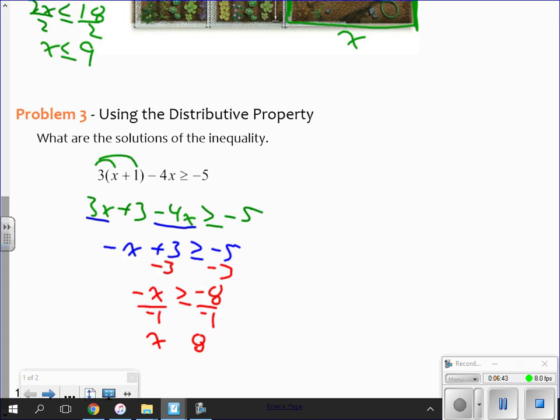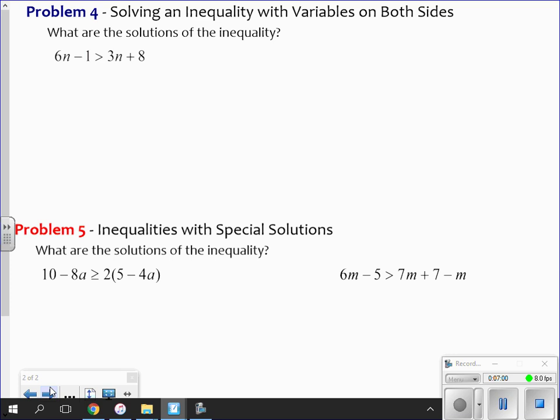And do I flip my inequality? Yes, because I did negative 1 to both sides. Ooh, and I did that one right. I flipped it when I was supposed to. Yeah, some days. Questions? Same idea. Okay.